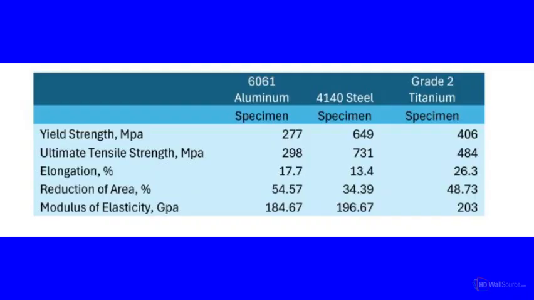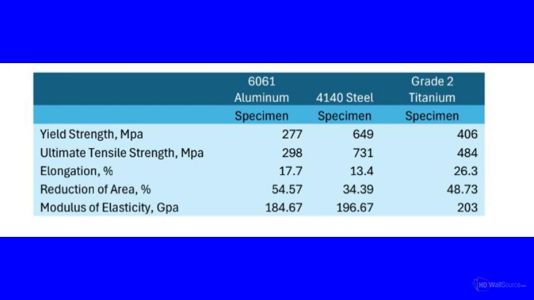Here we can see the properties of the 6061 aluminum, 4140 steel, and grade 2 titanium specimen that we tested. We see that the 4140 steel has the highest yield strength and ultimate tensile strength of the 3 materials, while 6061 aluminum has the lowest yield strength and ultimate tensile strength. We see that the grade 2 titanium has the highest percent elongation, while steel has the lowest.